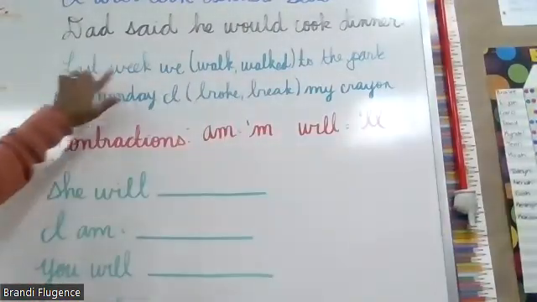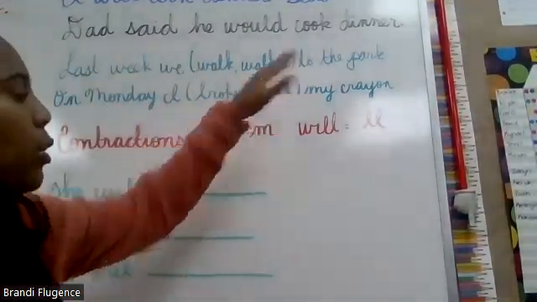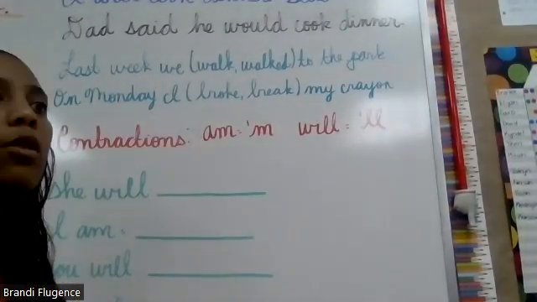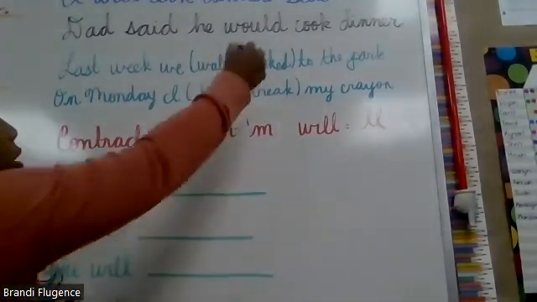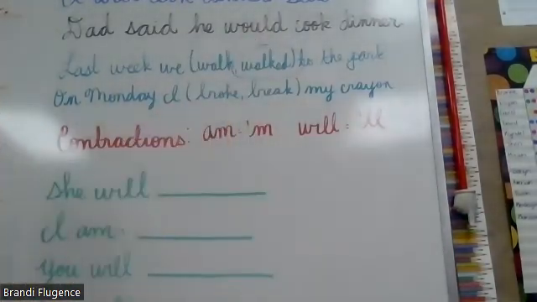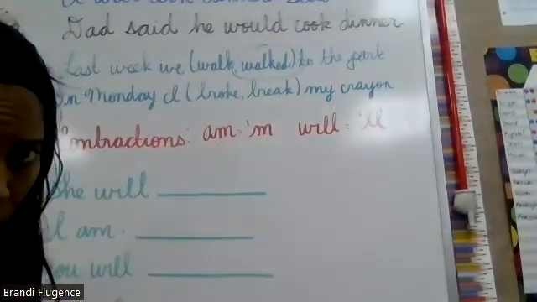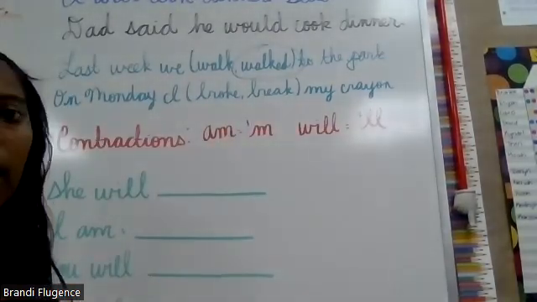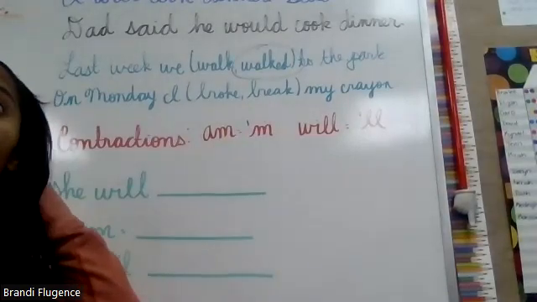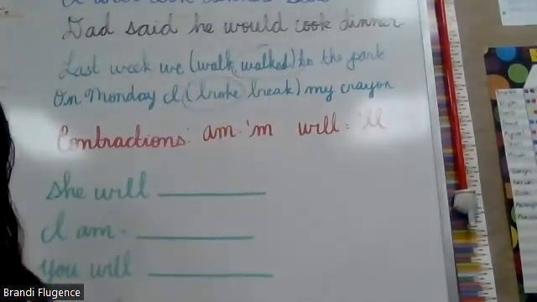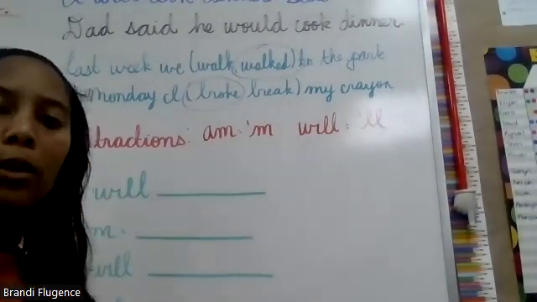Now this one said, last week we walk or walked to the park. Which one would make more sense? Walked, ed, past tense. We did it already. On Monday, I broke or break my crayon. Okay, Naraya? Broke. It happened already. So these are examples of past tense words. It shows that it happened already.